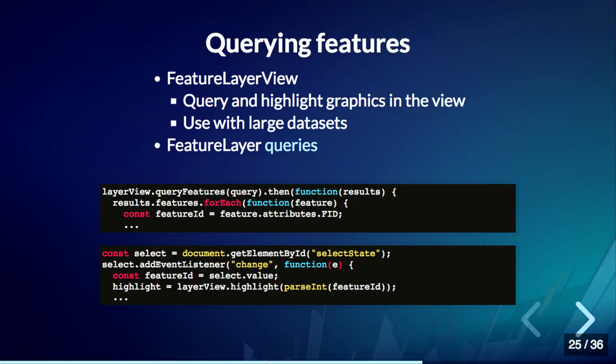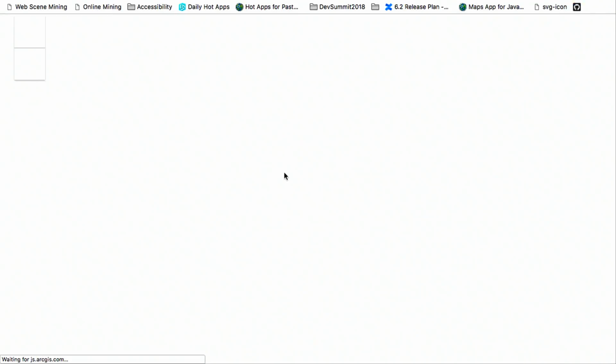And then we get back the result feature. So we have this for each loop. We loop through each of the features, and we get the attribute ID. Once we get those IDs, we just create a drop-down list, a select box in HTML, and add each item to the list. And then finally, we use the layer view highlight method to highlight that feature when we zoom to it. So let's just look at this really quickly.